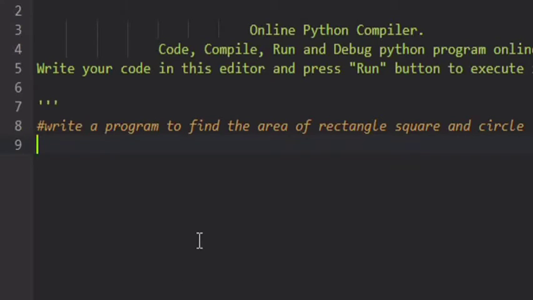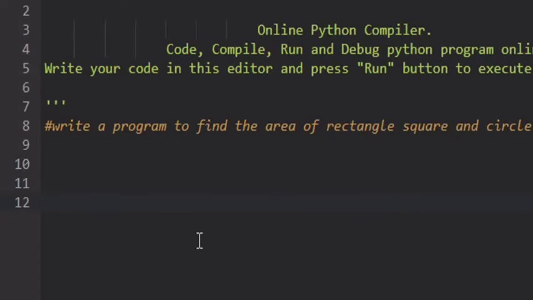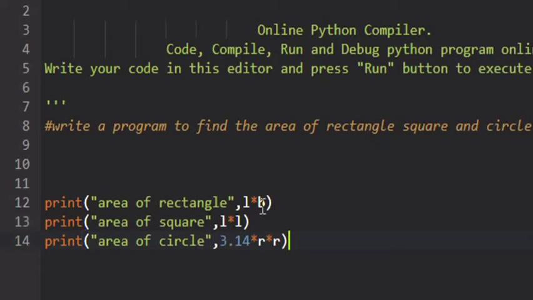So first we will start by writing the formula. Okay, so this is the formula which I have already written. The area of a rectangle is length into breadth, the area of a square is side square, so length into length, and the area of a circle is pi r square. So this is pi's value 3.14 into r into r.